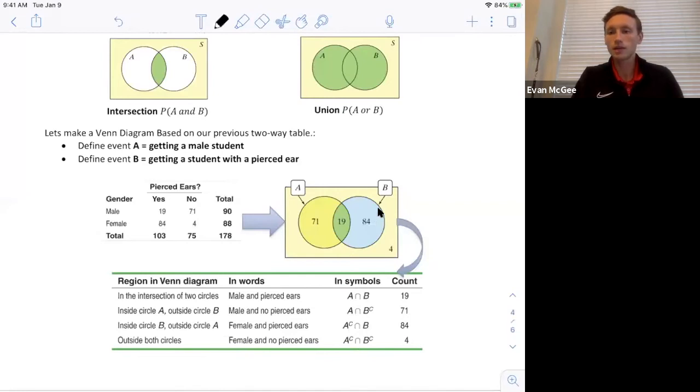You need to remember that for a Venn diagram, event B is everything. The probability of B occurring is everything in the circle. So it's 84 plus 19. The probability of A occurring would be everything in the circle, 71 plus 19. Let's take a look at an example together.